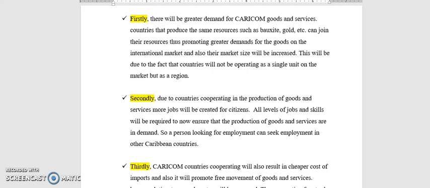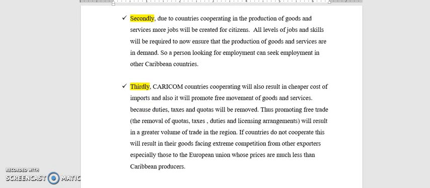Thirdly, countries cooperating will also result in cheaper costs of imports, and also it will promote free movement of goods and services, right?